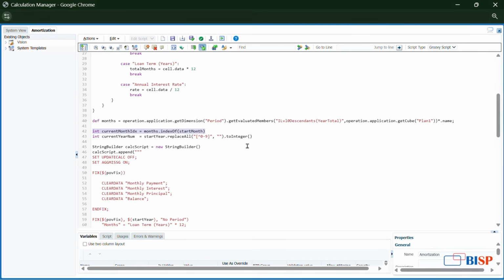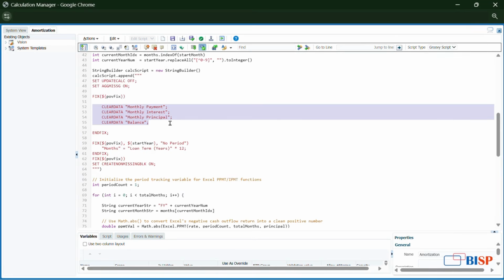So int currentYearNum equals startYear.replaceAll and toInteger. This extracts the numerical portion of the fiscal year. So FY26 will become 26. This makes year incrementing easier in the script. Now, before generating a new schedule, the rule removes any previous calculation results. This prevents the old loan schedule from mixing with the newly generated calculation.